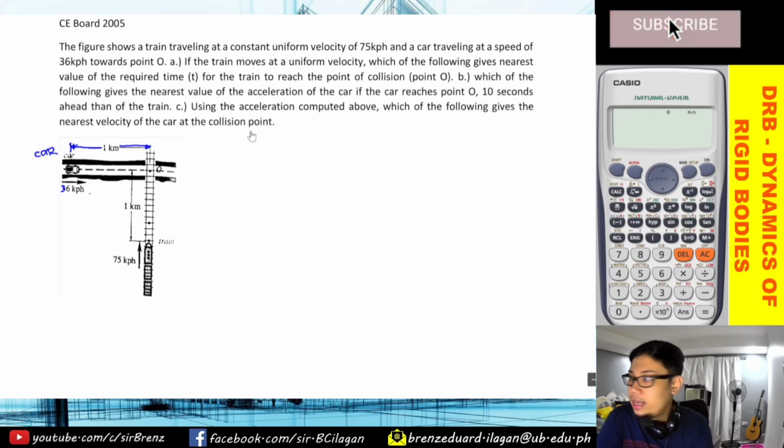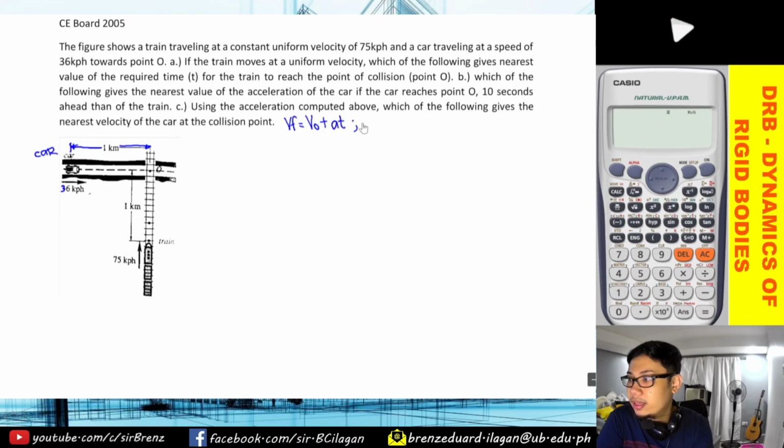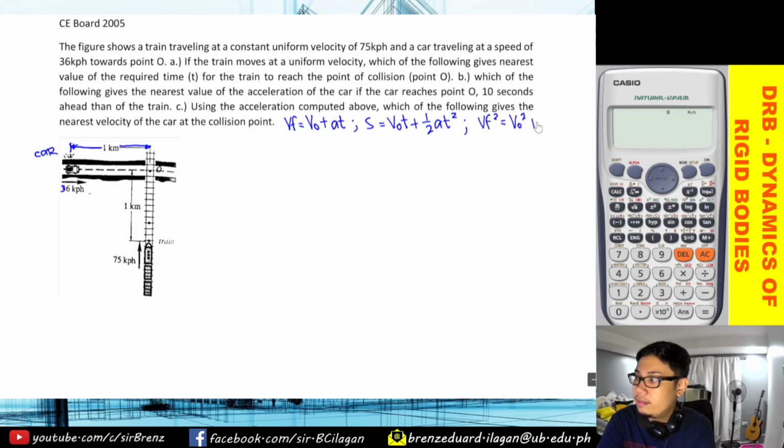So again, gaya ng dati, isulat muna natin yung mga available equation. So dito na lang. So final velocity is equals to initial plus acceleration times time. And then yung isa, S is equals to VOT plus 1/2 of AT squared. And then yung pangatlo, VF squared is equals to VO squared plus 2AS.